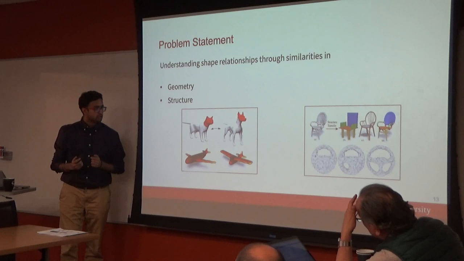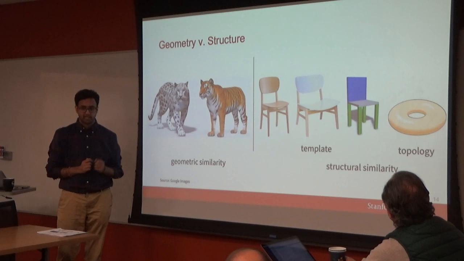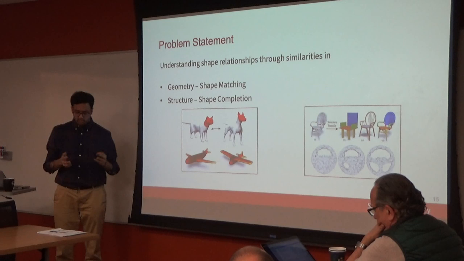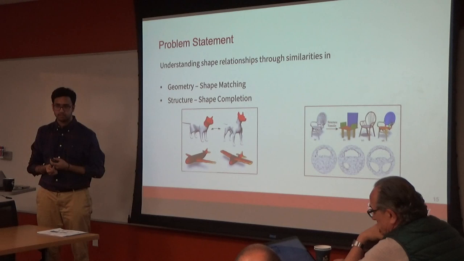So when I say geometry, what we intend to do is relate shapes by means of some low-level intrinsic local geometry-based information. And when we say structural similarity of shapes, we intend to relate them on a more global scale, using some commonality, such as template-based commonality or topological commonality between the two shapes. For each of these cases, we intend to motivate it by means of a real-world application that we try to solve. In the case of geometry, we try to solve the problem of shape matching, while in the case of structure, we try to solve the problem of shape completion.